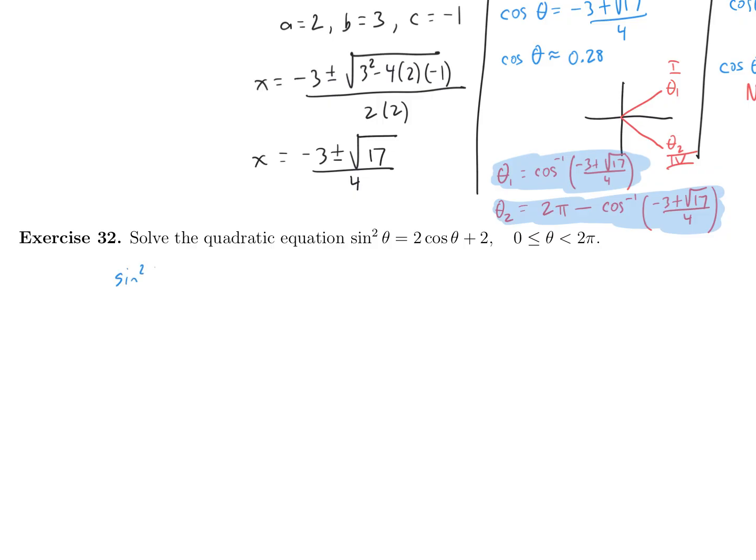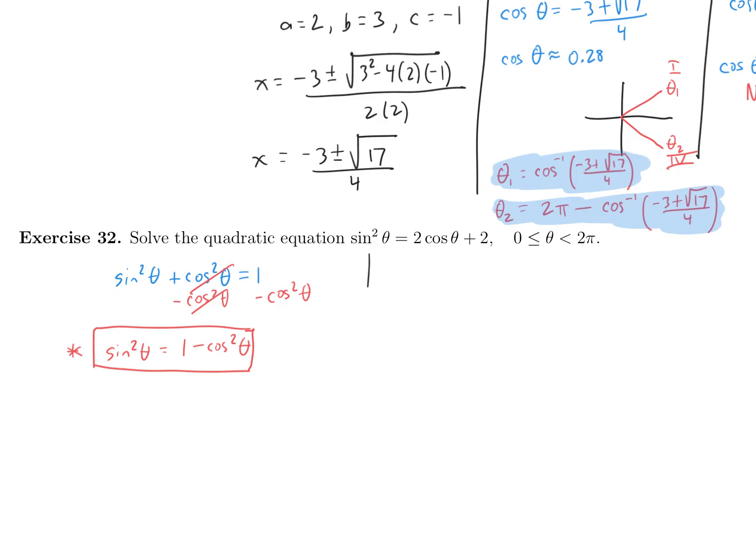So remember, the Pythagorean identity says sine squared plus cosine squared equals 1. We can subtract cosine squared from both sides, and that'll give us the identity that we need. Sine squared equals 1 minus cosine squared. That's a really big identity that you should have memorized, because it comes up a lot. And now we can do a substitution. So now the new equation becomes, instead of sine squared, 1 minus cosine squared equals 2 cosine theta plus 2.